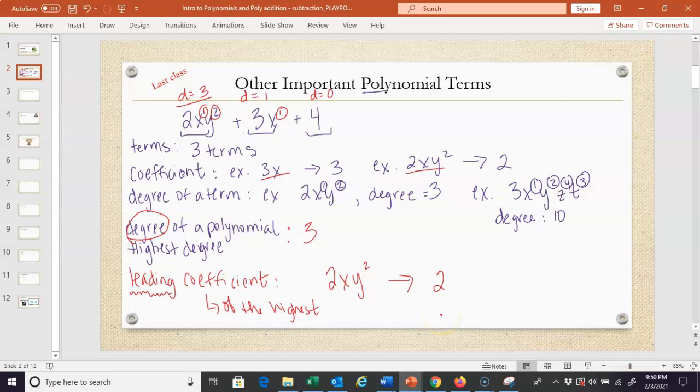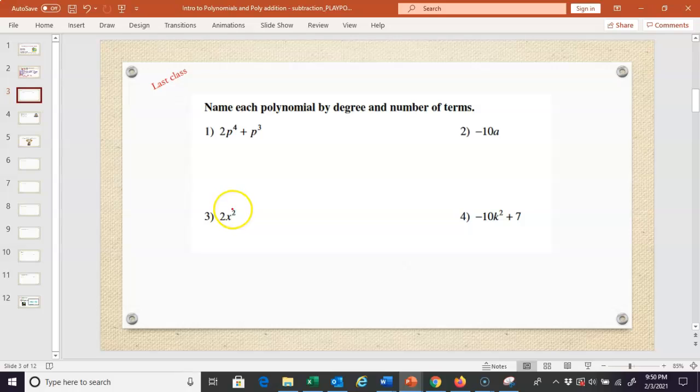I think that about wraps up important polynomial terms. So now we can do some examples. This says name each polynomial by degree and number of terms. So number 1, don't forget that you guys can pause this recording at any time and try these on your own. So the degree of this polynomial is 4. It is the highest exponent value of those terms.